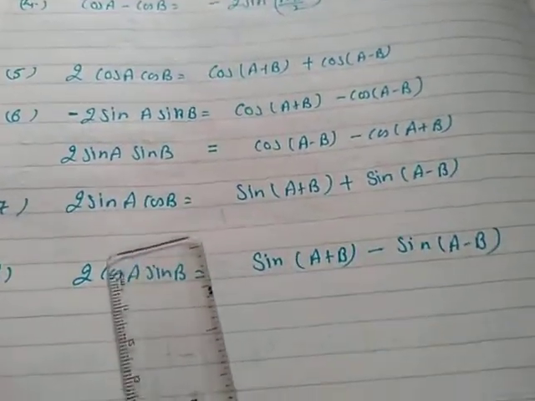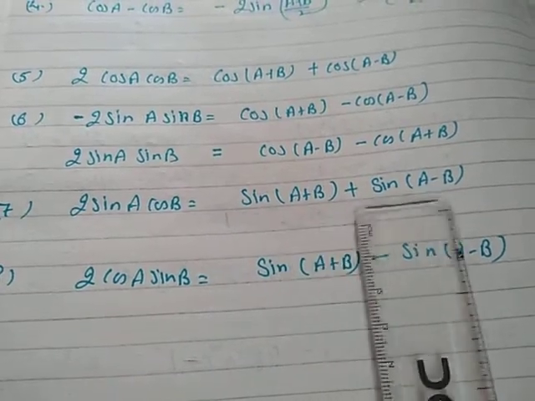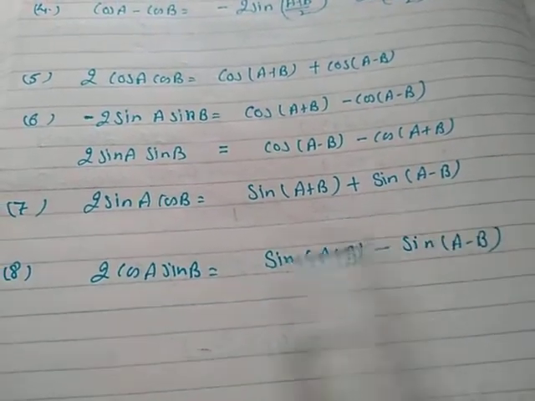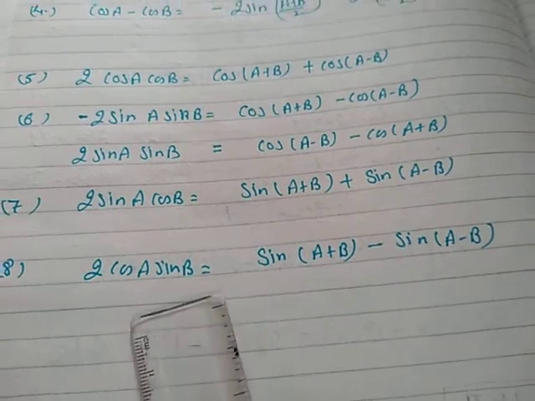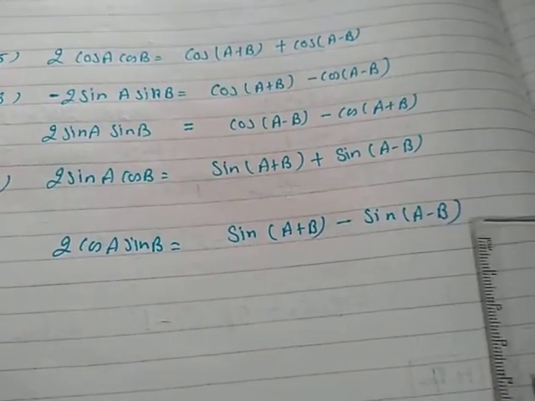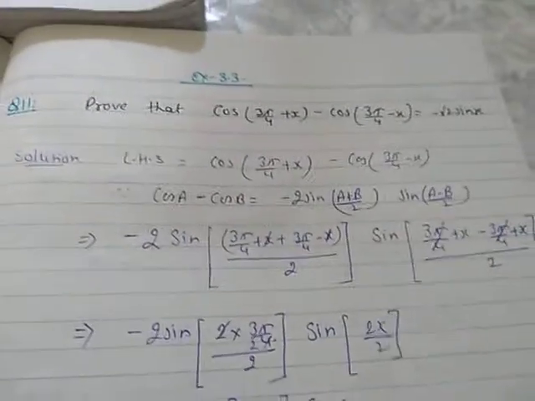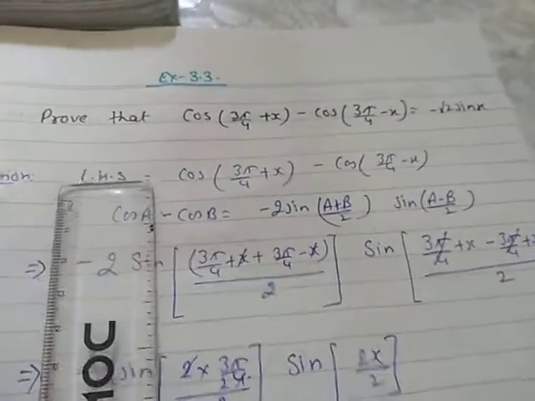2 sin A cos B is equal to sin(A plus B) plus sin(A minus B). And 2 cos A sin B is equal to sin(A plus B) minus sin(A minus B). Okay. Now, based on these formulas, questions from number 11 onwards in exercise 3.3 are there. Now, I am going to explain question number 11.